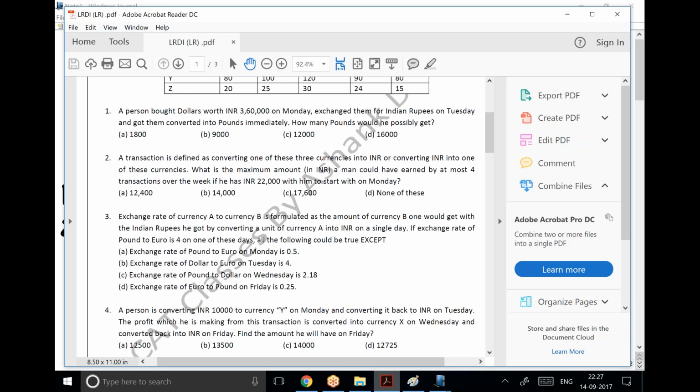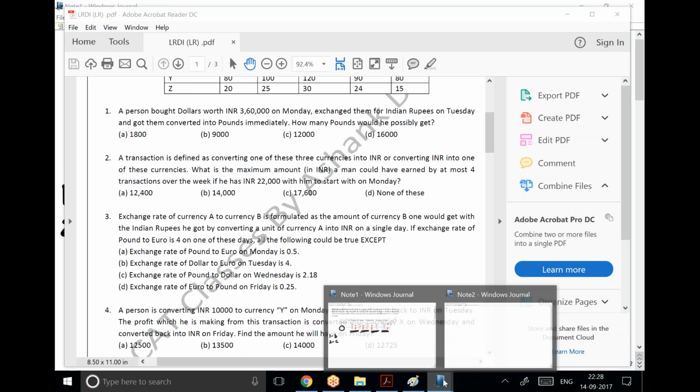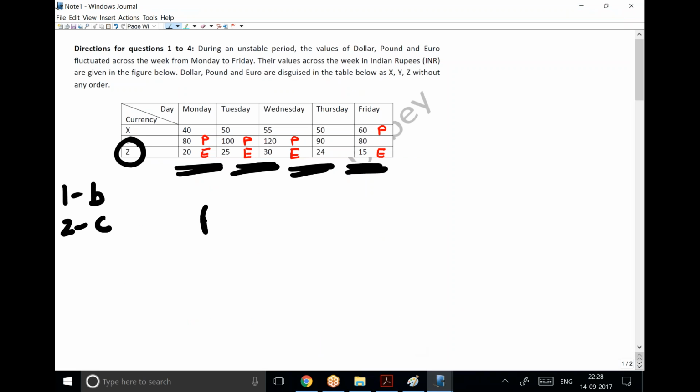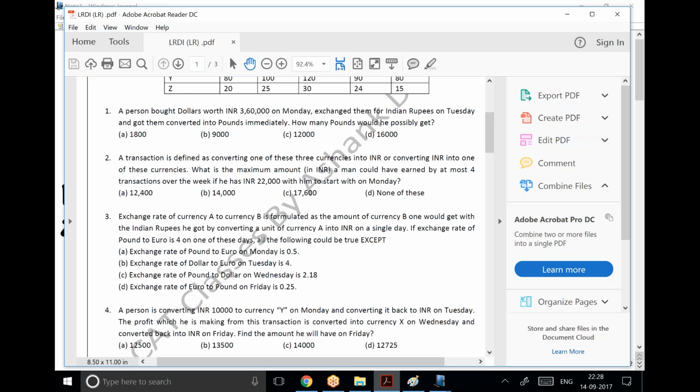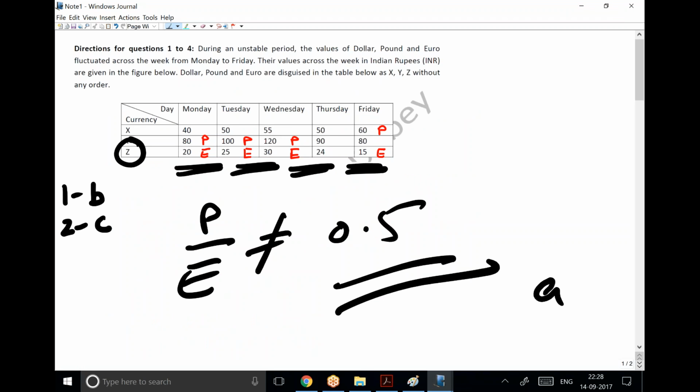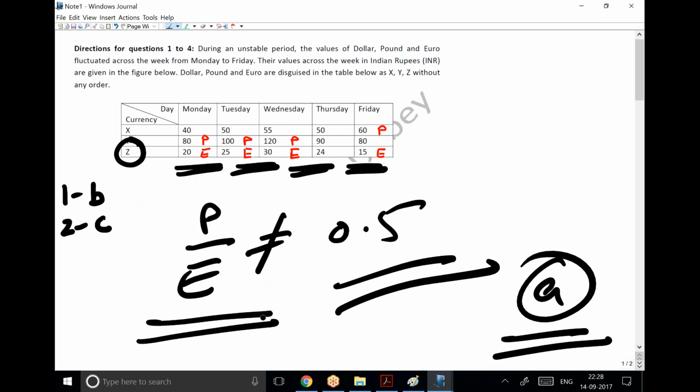Now look at the answer options. If you see the first answer option, pound to euro is given to us as 0.5. Pound to euro can never be 0.5. They are saying in answer option A itself that pound to euro is 0.5, which is not possible at all. Right? So the right answer for this question comes out to be answer option A, because we have to look for the except, which one is not possible. So a pound to euro ratio of 0.5 is never ever possible in any condition. So it comes out to be answer option A for Ahmedabad is the right answer of this question.